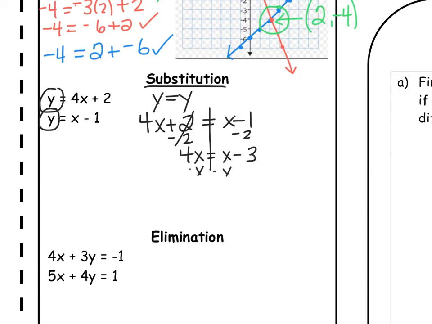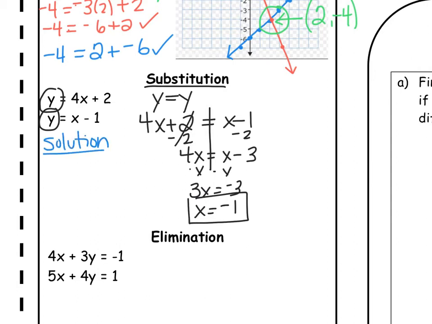Subtract x, and we get 3x equals -3. So the x coordinate of our solution is -1. So far, our solution to this system is x = -1. Well, we don't have an ordered pair yet, so now we need to find y.